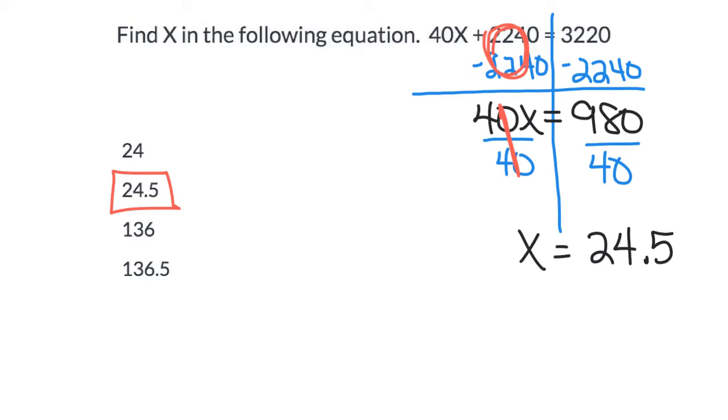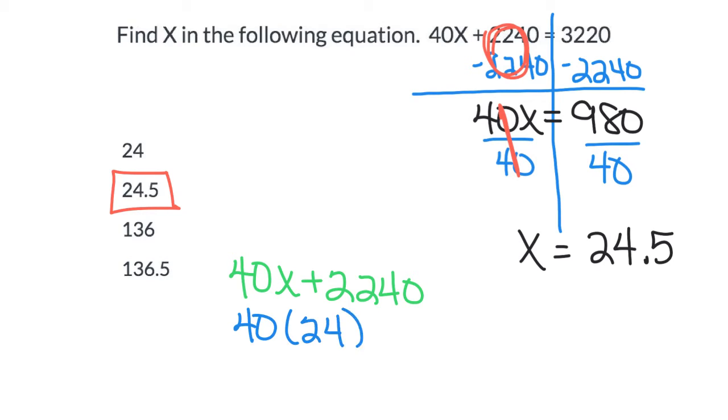When these are multiple choice, you also have an option of substituting for your variable and solving the equation. This is a completely valuable method to use if everything given to you is multiple choice. And in order to do that, you would start with your original equation of 40x plus 2,240, and you would try each individual answer. So I would start with A, and I would say 40 times 24 plus 2,240, and I would put that into my calculator.